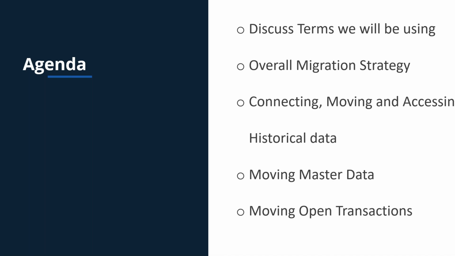So basically, anytime you're implementing a new business application, everything I'm about to talk about is going to apply, and even E1's part within that will still apply as well. Okay, we're going to talk about connecting to, moving, and accessing historical data, master data, and open transactions, which are actually the first three terms we're going to be defining in just a moment. So hopefully that covers exactly what you were hoping to get out of today's session.